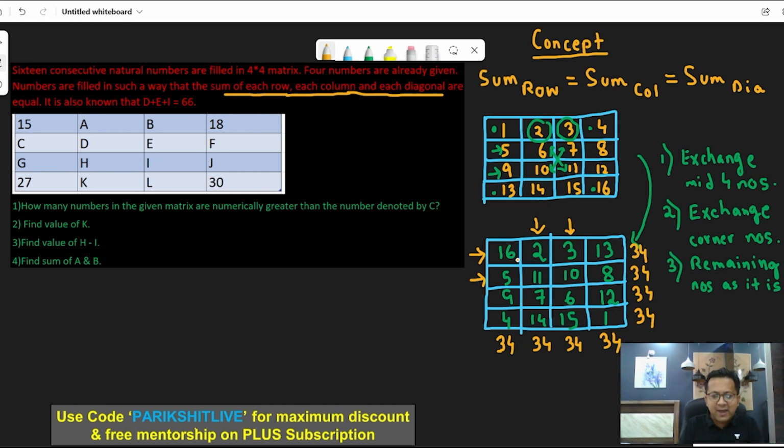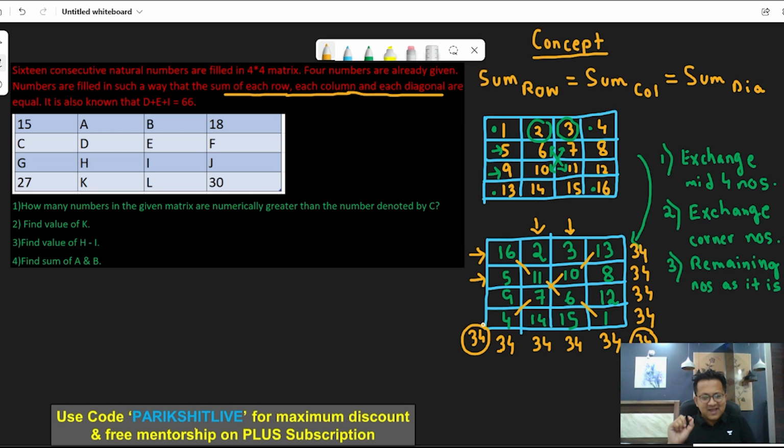So can you add up diagonally? 16 plus 11, 27, 27 plus 6, 33, 33 plus 1, 34. Diagonal sum is also 34. Can you see? Similarly, look at the other diagonal. 4 plus 7, 11, 11 plus 10, 21, 21 plus 13, 34. So diagonally also it satisfies.